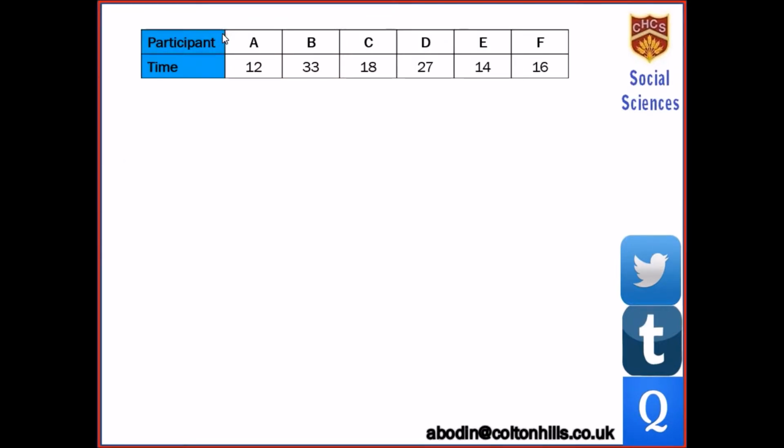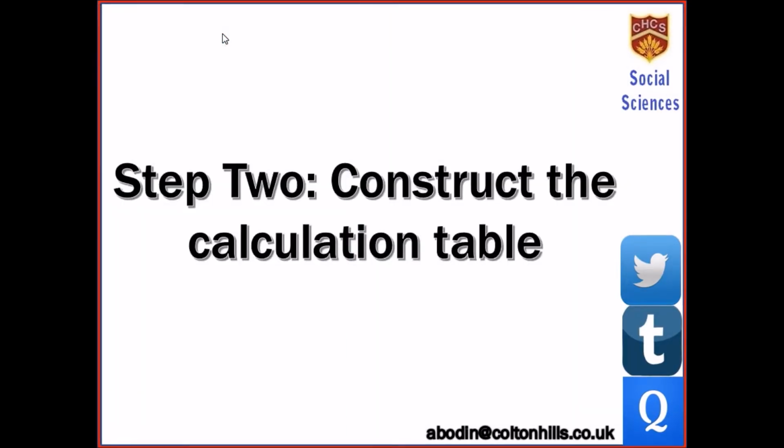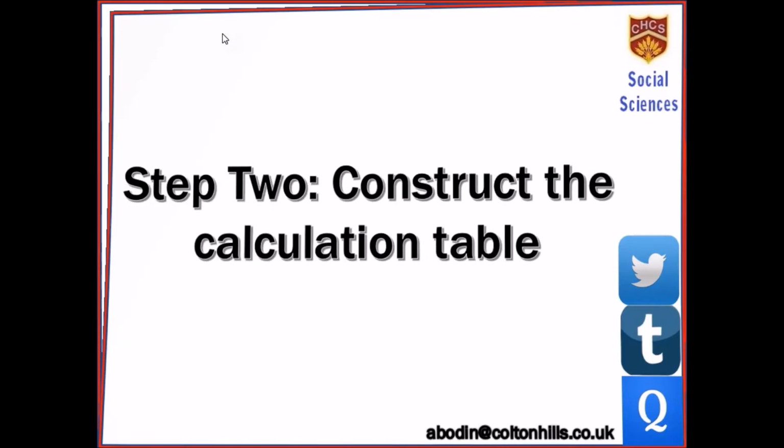So to calculate the mean, we are going to take all the scores from our participants, add them up, and divide them by the number of scores that we have. So we get 120 when we add them all together. We've got 6 participants, so we divide them by 6, and we get 20. So our mean is 20. The next step, we need to construct a calculation table.